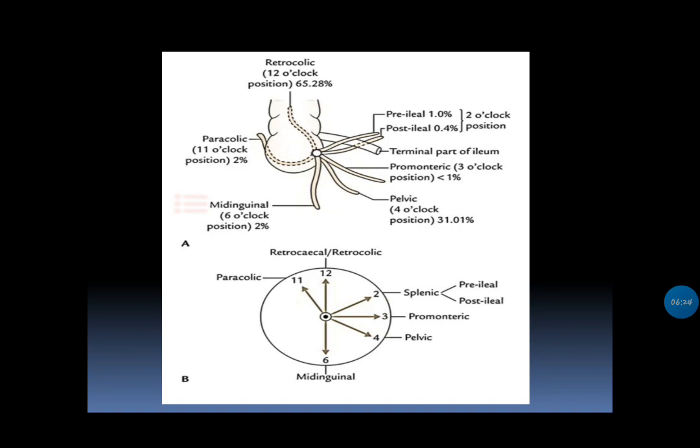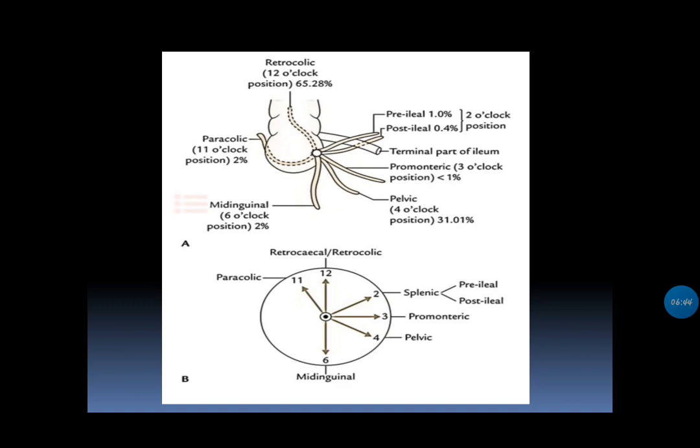Here in the splenic position, you can see this is the terminal part of the ileum, and the appendix may pass above the ileum or behind the ileum. So if the appendix passes in front of the ileum, it is called pre-ileal type, and if it passes behind the ileum, it is called post-ileal type.